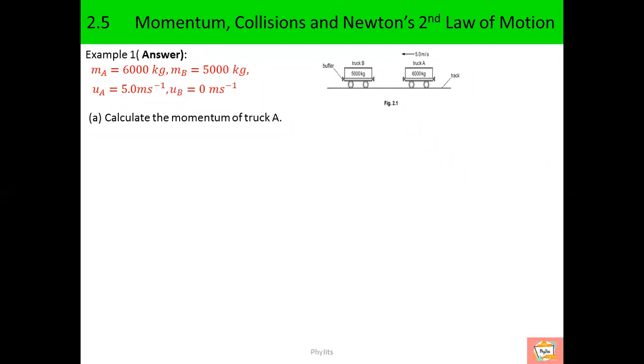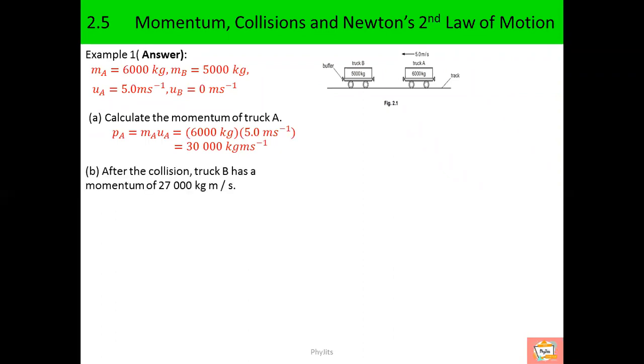Initial speed, we don't have final speed, so never mind. So momentum of A, MA, UA, simple, before the collision. After the collision, B has 27,000. According to our condition, total momentum before must be equal to total momentum after. Before the collision, only A has momentum, B is 0. So 30,000 plus 0 is 30,000. But after the collision, 27,000 is taken by B. So that means the remaining 3,000 is taken by A.